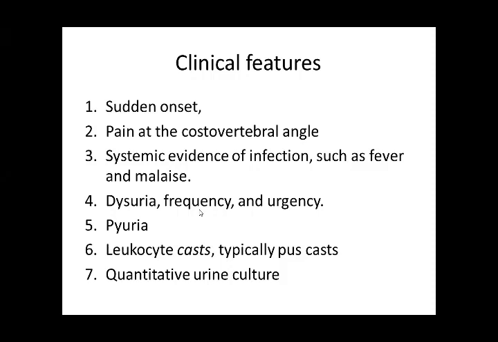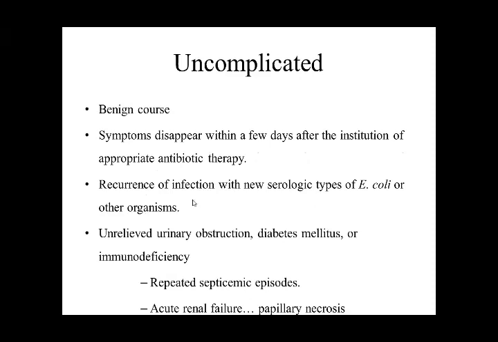Painful urine is there. The patient passes urine lots of times and feels that the urine will spill out if he doesn't pass urine. You may see white urine, pyuria, pus in the urine, leukocyte casts. If there are casts, it means the cells have undergone some modification in the tubules and are thrown out as casts. Then there is quantitative urine culture. You can do a culture to see which kind of organism is affecting and what kind of antibiotic will be beneficial.